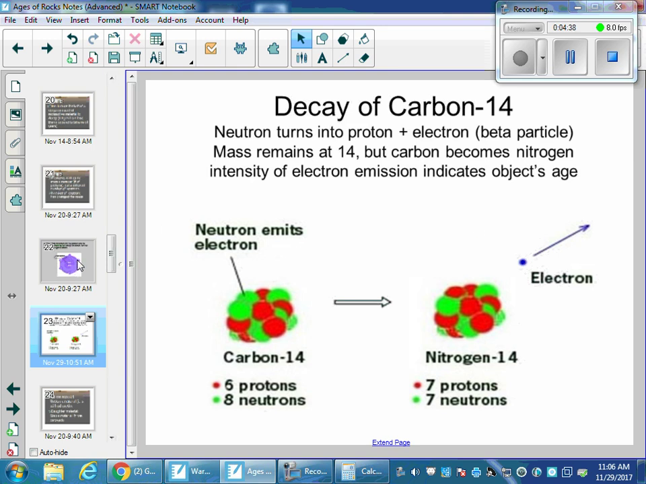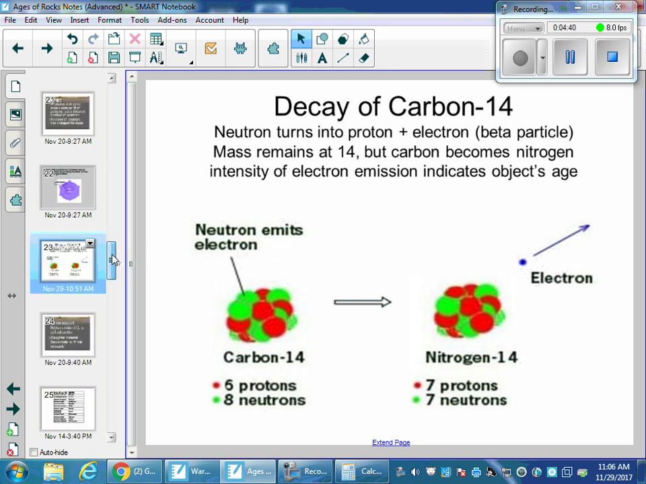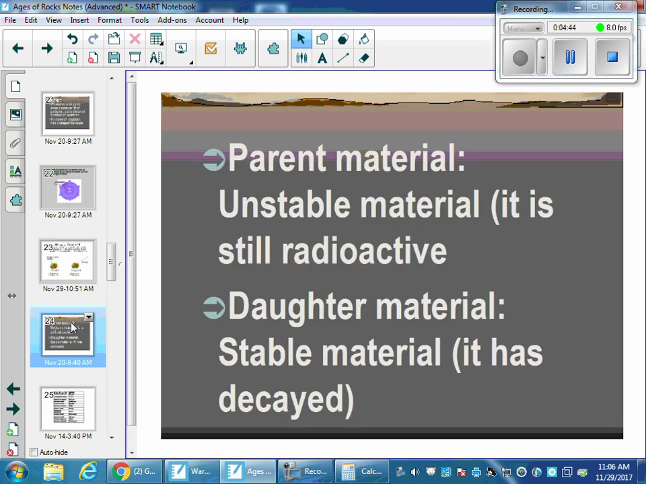There are other examples on here as well. We'll take a look at some of the different half-lives of those different ones. Okay. Other words that you need to know are parent material and daughter material. So parent material is basically what you start with. It is unstable. It is radioactive. It is going to decay over time. The daughter material is what you're left with at the end. It is stable, it has already decayed, and it's not going to continue to decay because it's at a stable form.